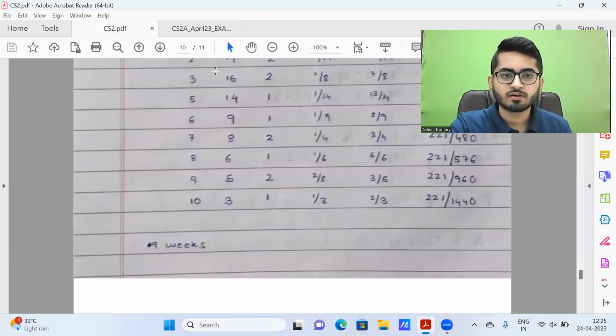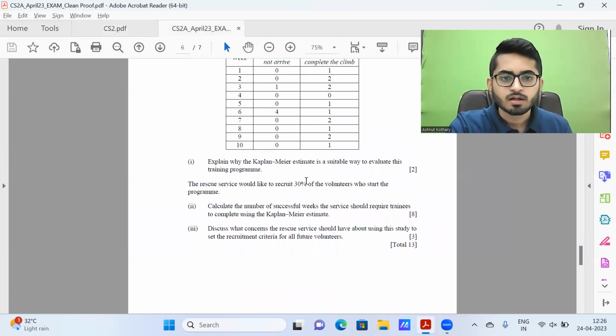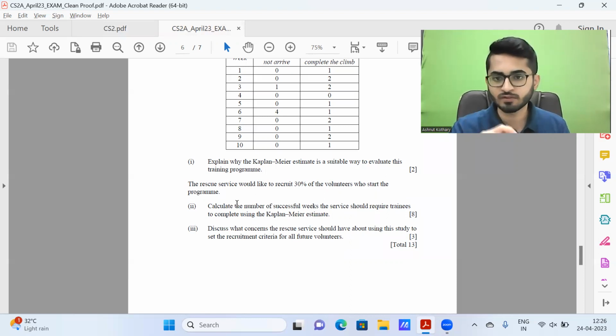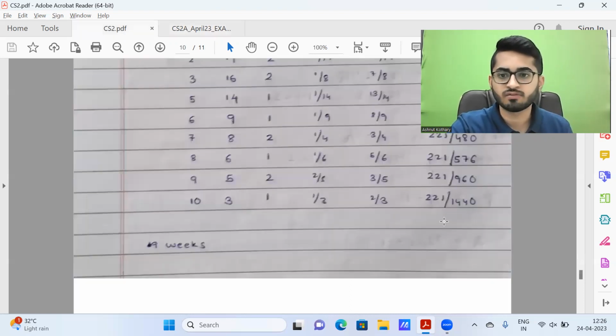And finally, the question had asked, I guess in this part, that the rescue service would like to recruit 30% of the volunteers who start the program. So we need to see the point at which S(t) or F(t), whichever you're starting with, S(t) tends to decrease, F(t) tends to increase. So the point after which we observe 30% or less than that will be the required number. So that is happening here in case of 9 weeks, where this ratio is coming out to be slightly less than 30%. At 8 weeks, it's slightly more than 30%. So the moment 30% is crossed, we need to consider that particular value.